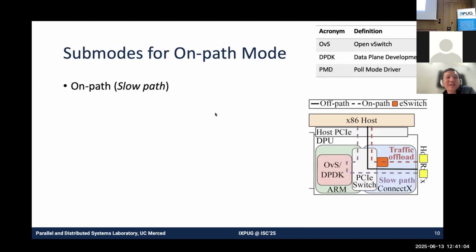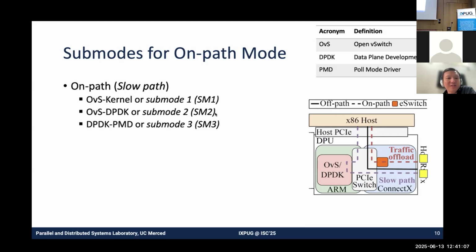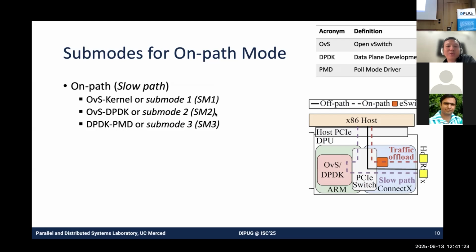So for the first one, the slow path, on-path, if you zoom into it, we have Open vSwitch kernel, or submode 1, which actually runs the OVS kernel on top of the ARM cores. Or we can use OVS with DPDK, which moves this to user space, and this is called submode 2. Or we can use purely DPDK plus poll mode driver, which is called submode 3. So if you look at this path, the message goes through the slow path and then reaches the OVS or DPDK and then reaches the host.